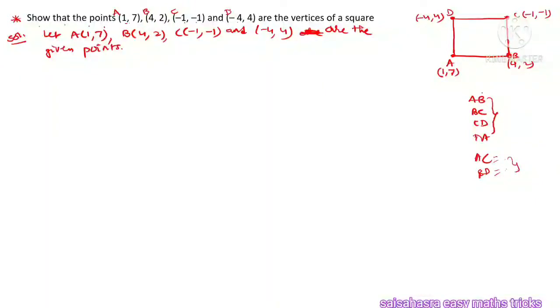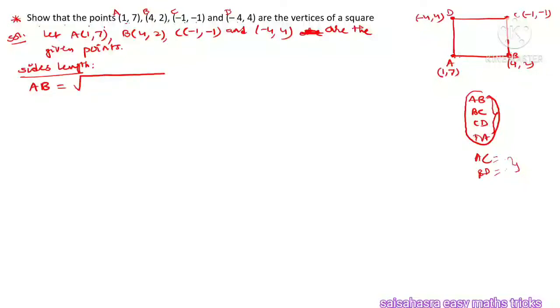So what do we need to find first? Each side length we have to find. First I am finding the side lengths. First I will select side AB. So what is the general formula for distance?